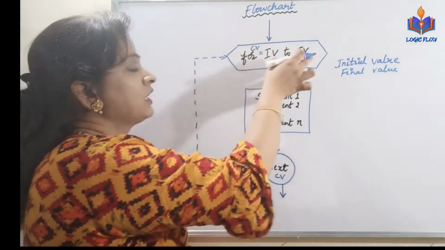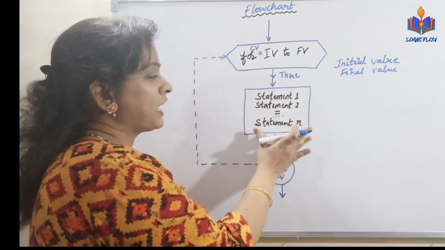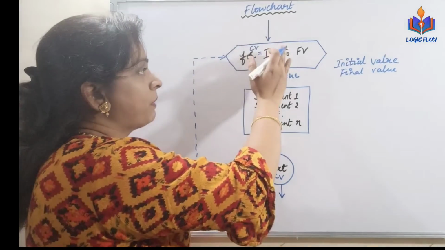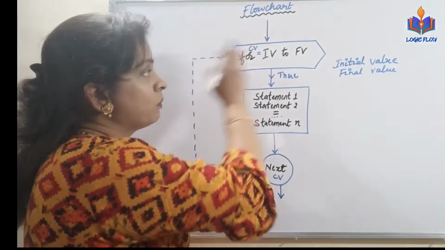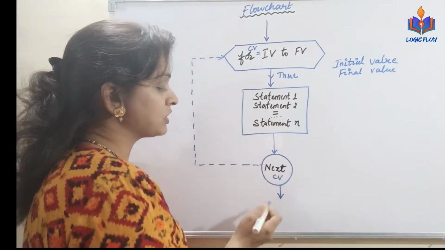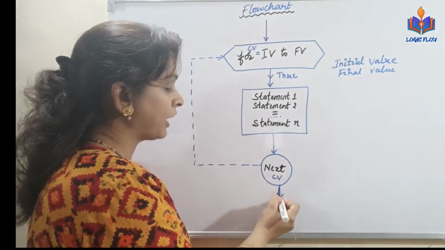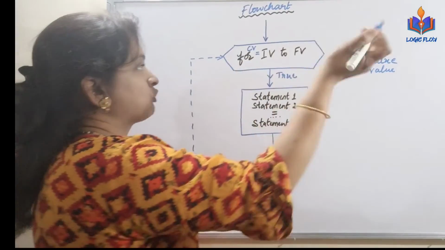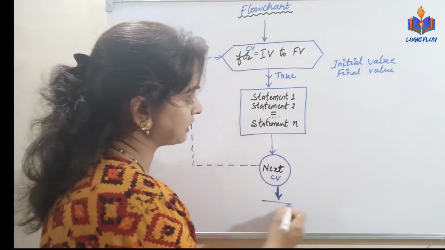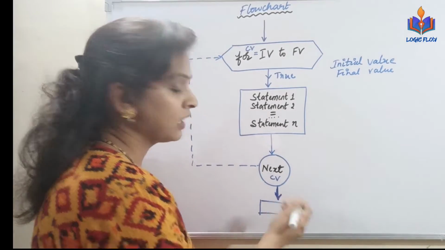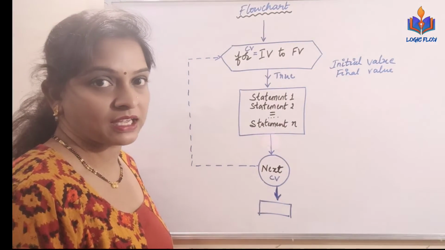Again loop back, check the condition. If true, execute the statements. Again loop back. If true, execute the statements. Then loop back. If false, I need to just come out of the loop. I shouldn't loop back here. I have to simply come out of the loop and the control continues here. The statement X, like what we have here, it continues with the statement X.